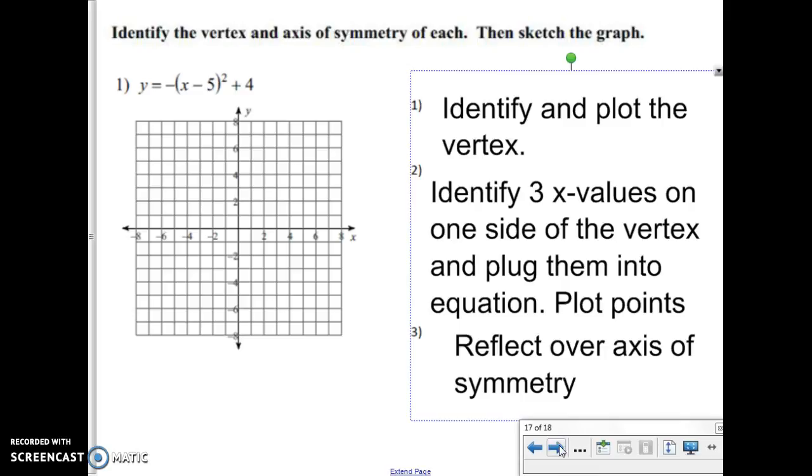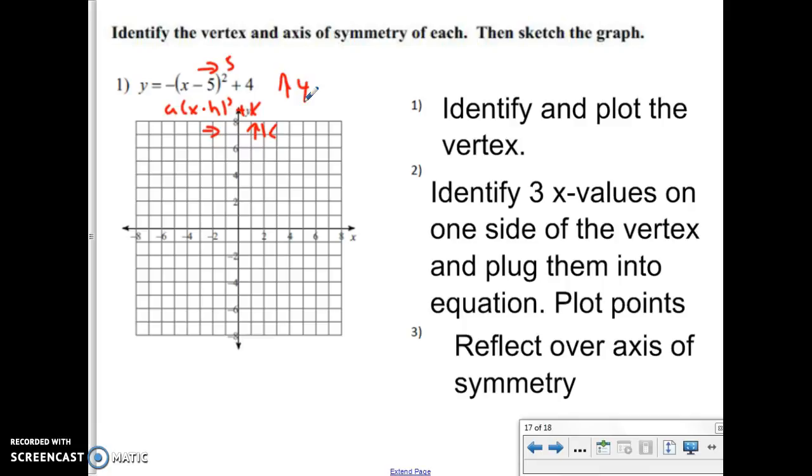So I want to graph this equation. The first thing that I want to do is identify and plot the vertex. So if I look at this, it's a times x minus h squared plus k. Right h, up k. In this case, it looks like I'm going to the right 5, up 4. So I'm going to go to the right 5, 1, 2, 3, 4, 5, up 1, 2, 3, 4. That is my vertex.